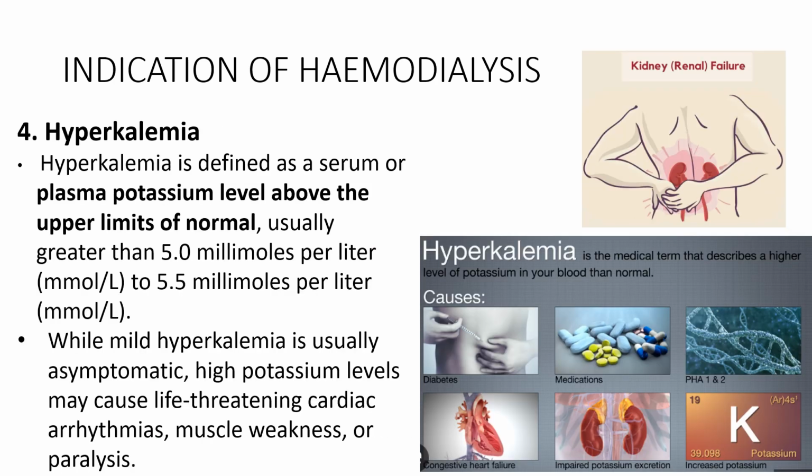The next indication of hemodialysis is hyperkalemia. Hyperkalemia is defined as a serum or plasma potassium level above the upper limits of the normal, usually greater than 5 millimoles per liter to 5.5 millimoles per liter. While mild hyperkalemia is asymptomatic, a high potassium level may cause life-threatening cardiac problems, muscle weakness, and it may lead to paralysis.